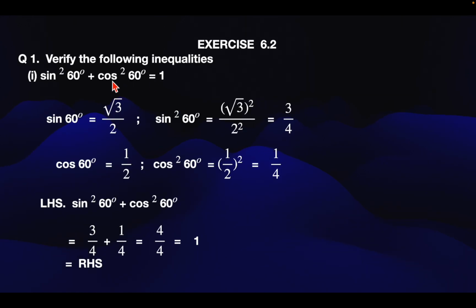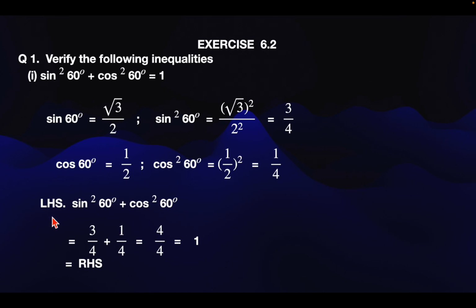Okay, verify the following identities. Sin square 60 plus cos square 60 is equal to 1. Okay, let's take the LHS. So let's find out these values. Sin 60 is root 3 upon 2. So sin square 60 is root 3 upon 2 the whole square, that is 3 upon 4. Cos 60 is 1 upon 2. So cos square 60 is 1 upon 2 the whole square is equal to 1 upon 4.